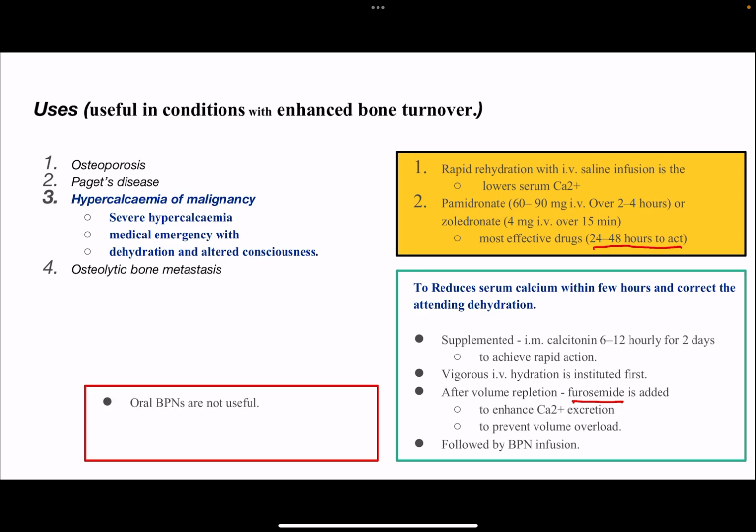Please remember, in this condition, hypercalcemia of malignancy, the role of the oral bisphosphonates is not as good as that of the IV bisphosphonates. Oral bisphosphonates are not useful, and corticosteroids are also not useful. Even though the corticosteroids reduce the plasma calcium levels, their action will develop only after 1 to 2 weeks. Very important. These two slides are very, very important. So you give calcitonin to achieve a rapid action.